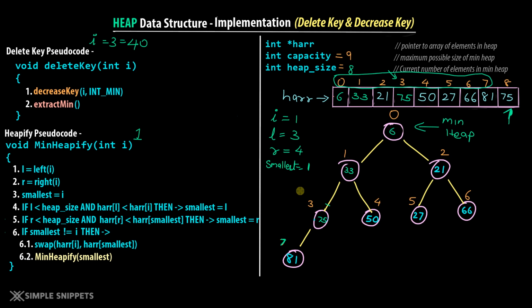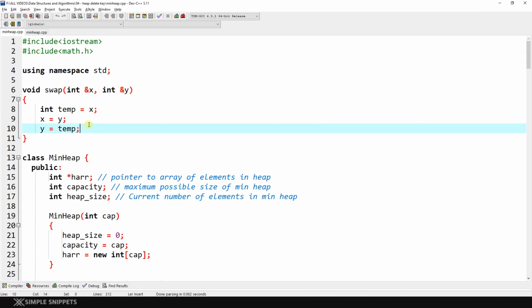And I hope you've understood the entire working. Let's quickly jump to the C++ program, that is the practical side, and see the implementation and working. Okay, so I've opened up our C++ program which we've been building throughout the previous tutorials of min heap implementation.